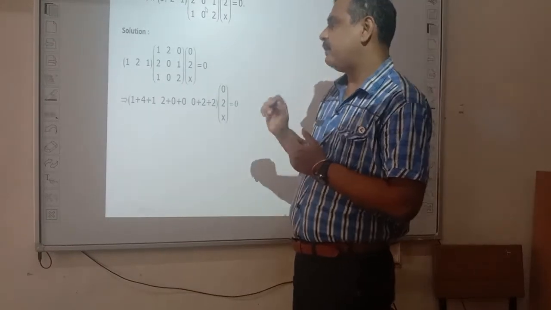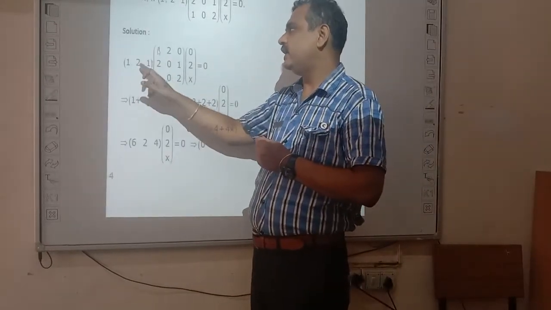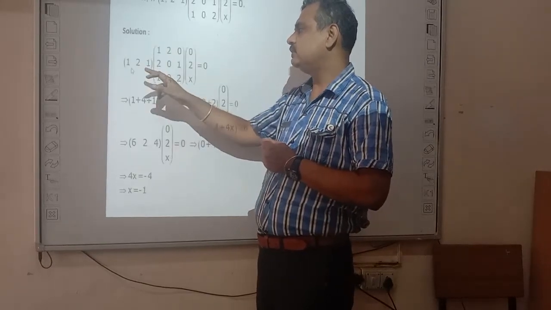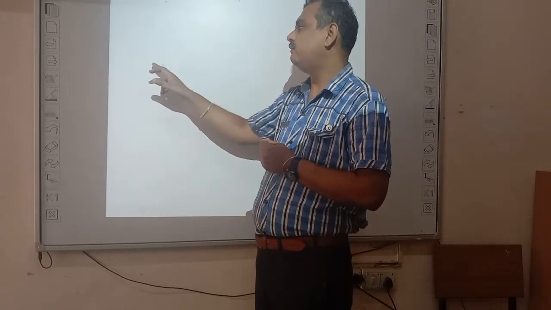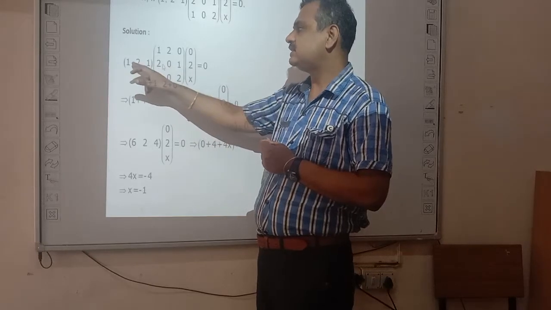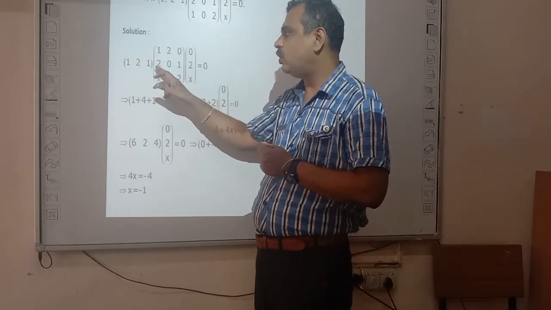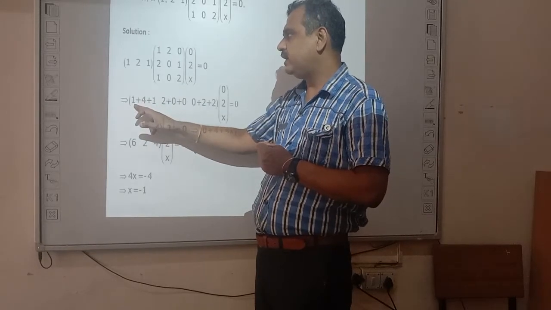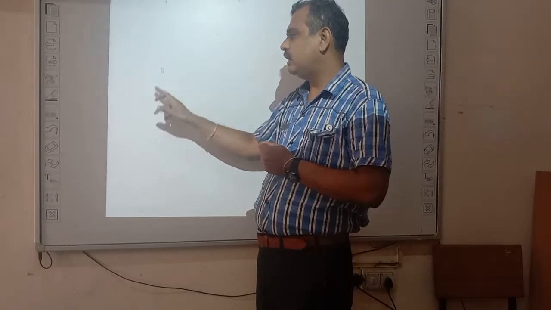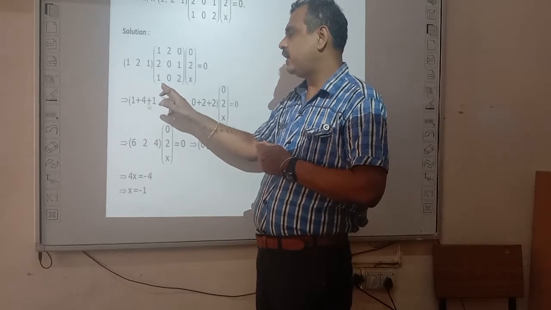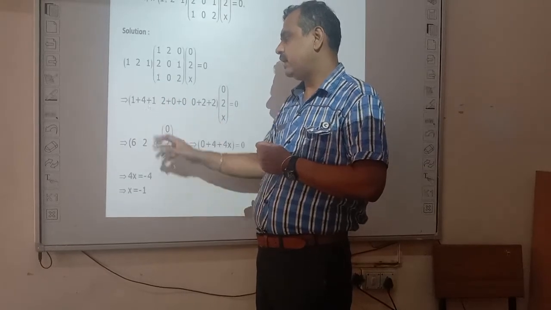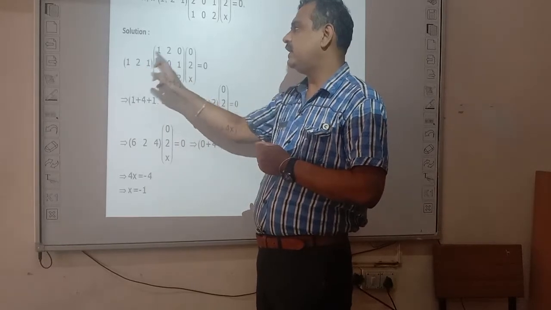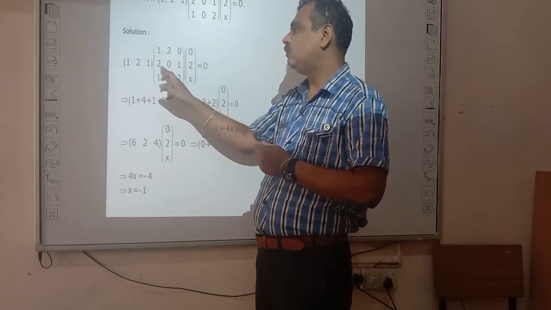When we are multiplying these two, it's first number by first number. This row you have to multiply with this column: 1 into 1 is 1, 2 into 2 is 4, and 1 into 1 is 1. Okay, we got 6. Similarly, 1 into 2, 2 into 0, 1 into 0.